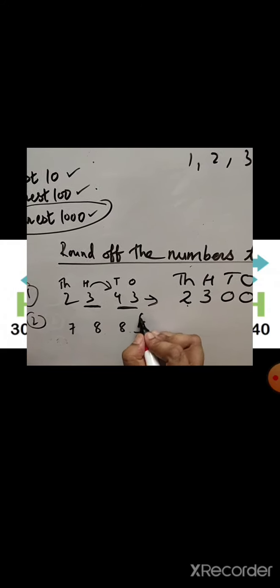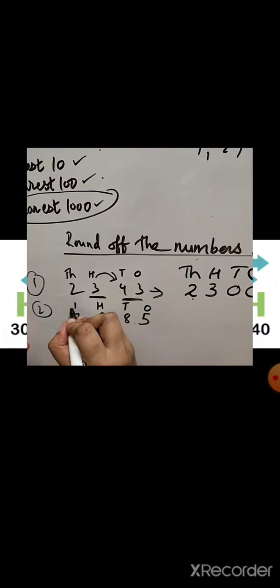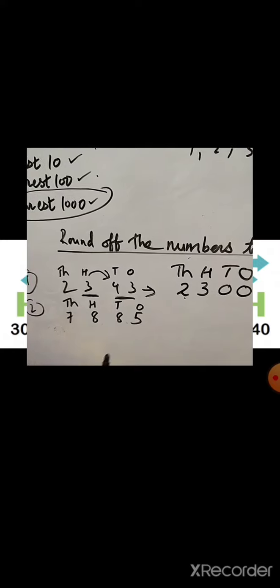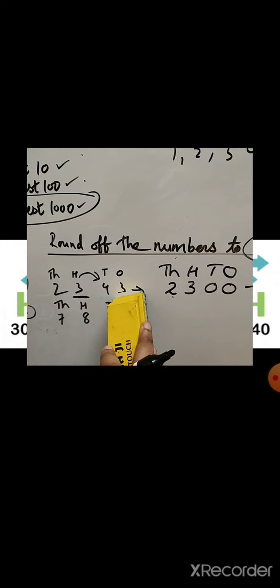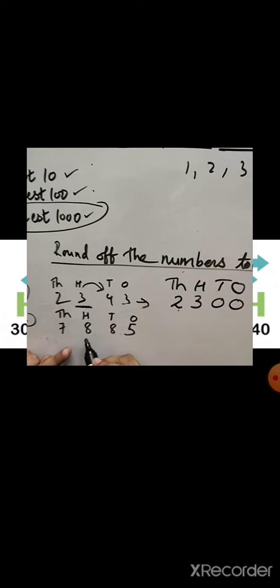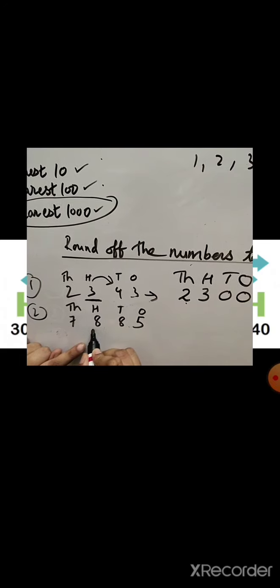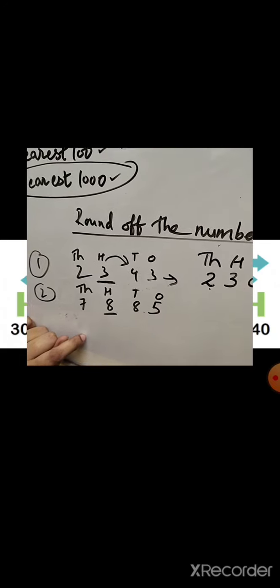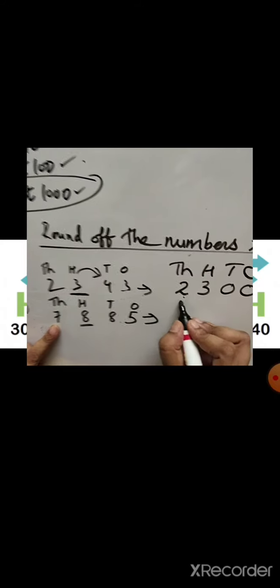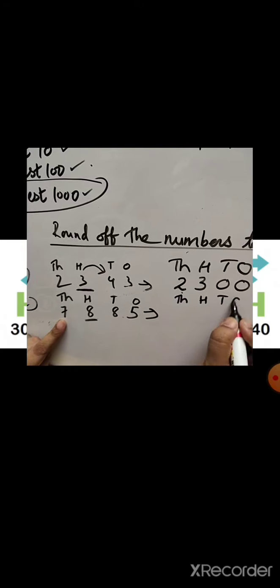7885. Ones, tens, hundreds, thousands. Again, what are we going to round off? I'll just rub this so that you don't get any confusion. So we are rounding off to nearest 100. So here we are going to underline 100. Now thousands place will not change. So let's write the answer.